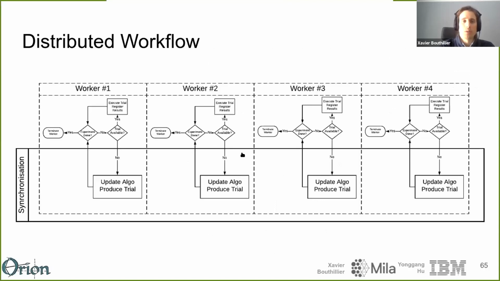And now if we look at it in a different view, what will happen is that each of the workers is working separately, okay? In this loop, they look: is the experiment done? No. Is there a trial available in the database? No. If there's none, they enter this step here, which is the point where all the workers are synchronized together. So they update the algorithm based on the database that is common to all of the workers, and then they produce a trial that they add to the database. All the workers are doing the same thing at this step, so they are synchronized at this level.